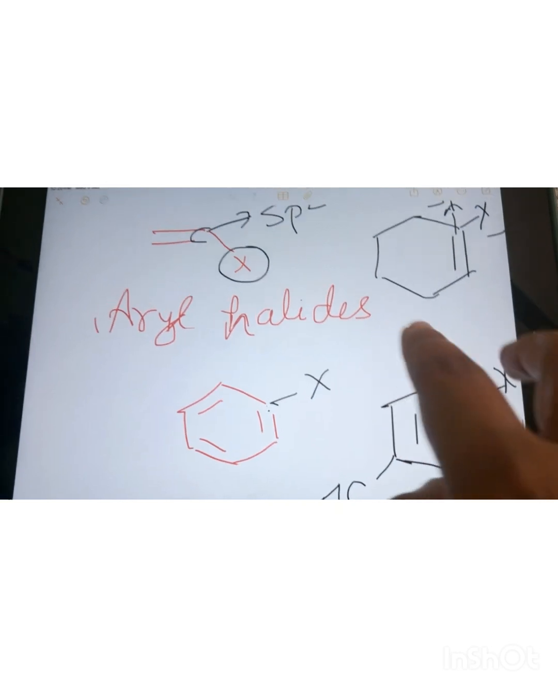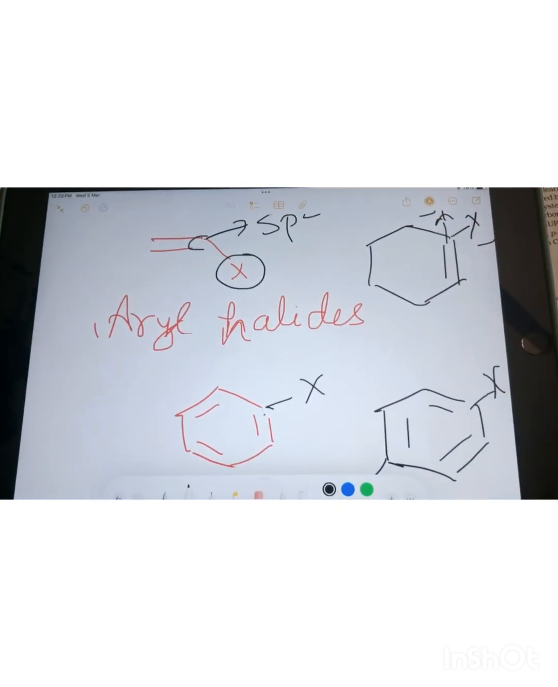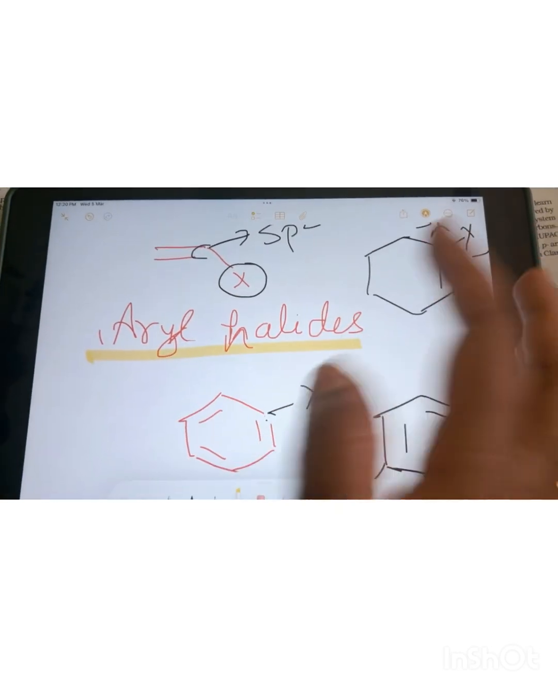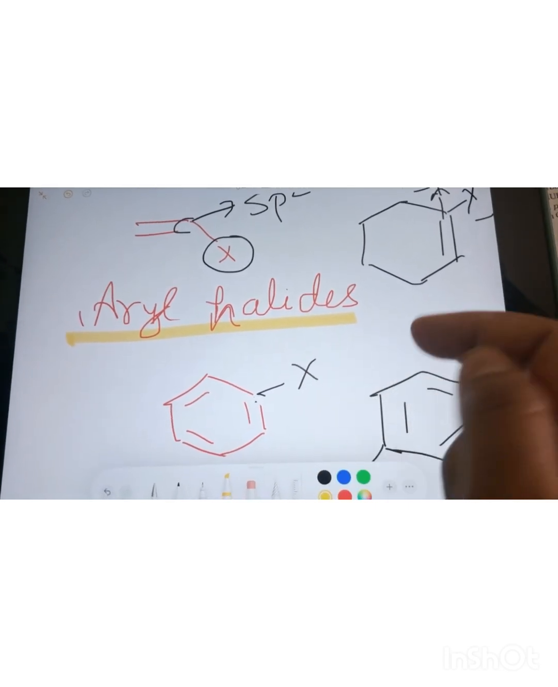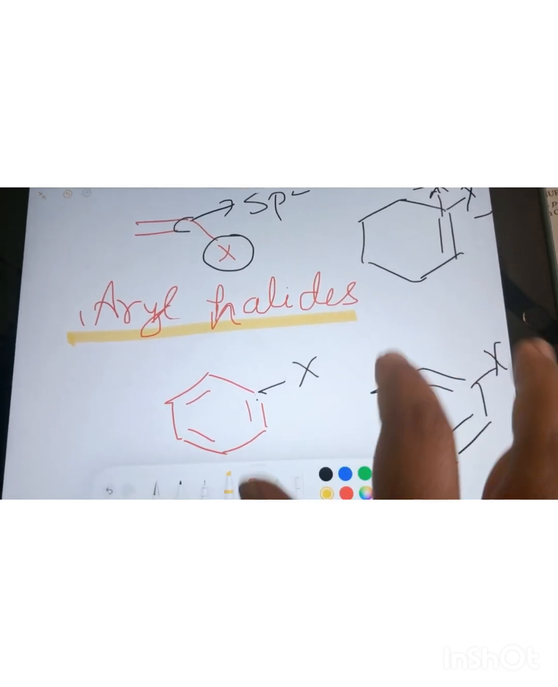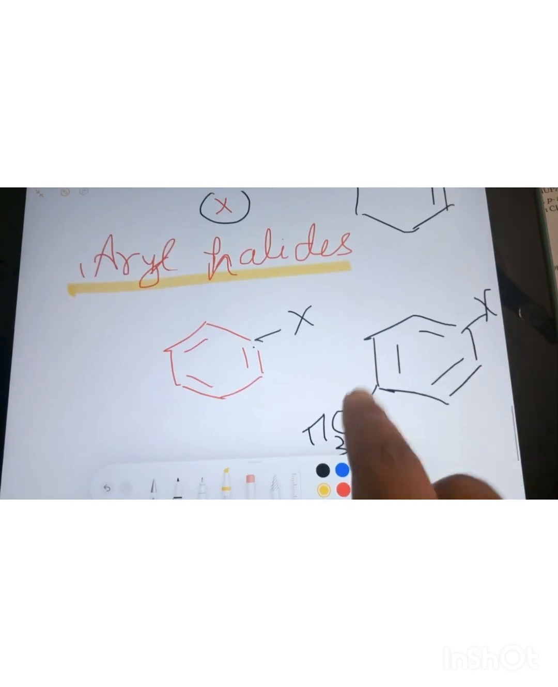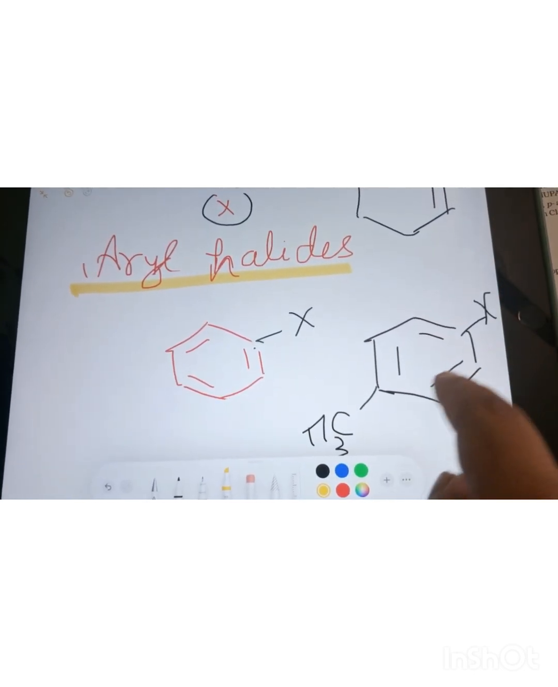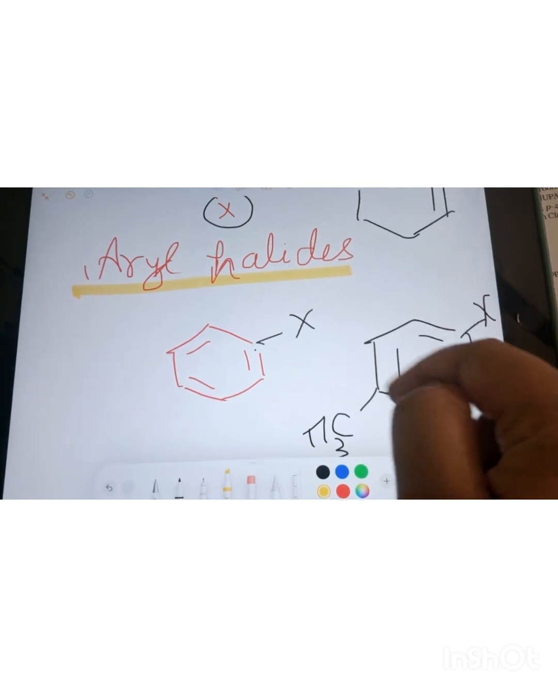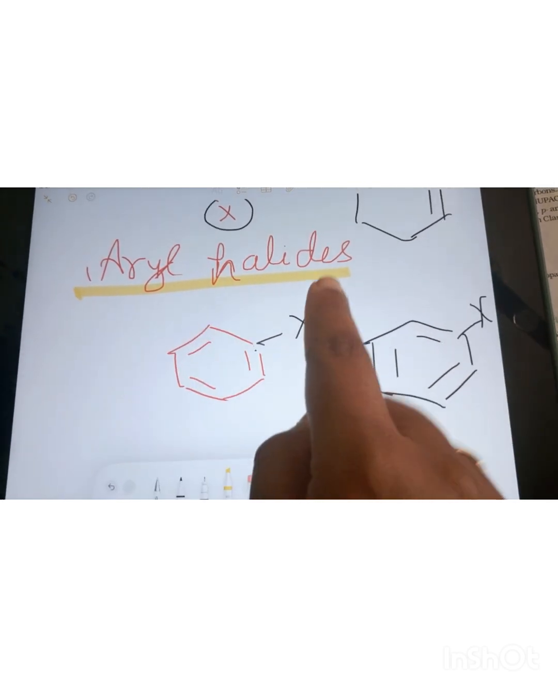Now you see the next example is aryl halides. Aryl in the sense is nothing but benzene. Okay, so here the halogen is directly attached to a benzene ring, either a normal benzene ring or a substituted benzene ring, like a methyl benzene. Anyways, it can be any substituent. So when the halogen is attached directly to a benzene ring, then it is called an aryl halide.